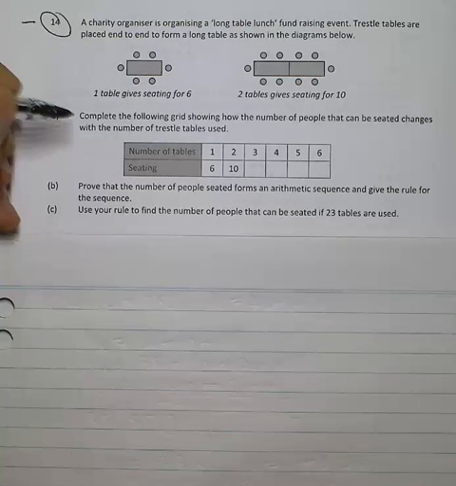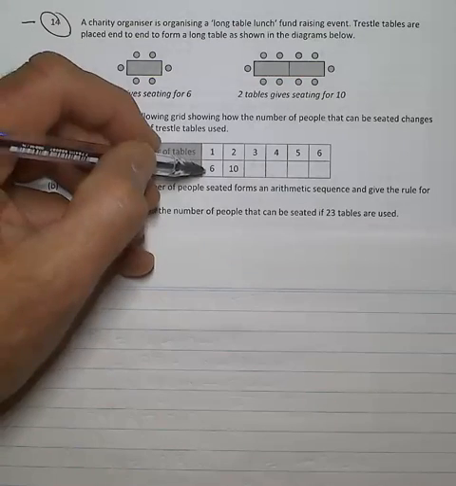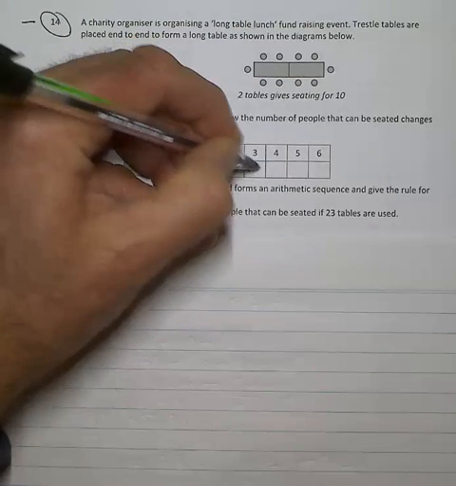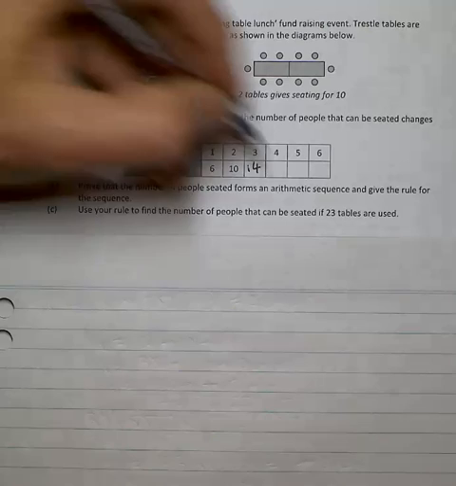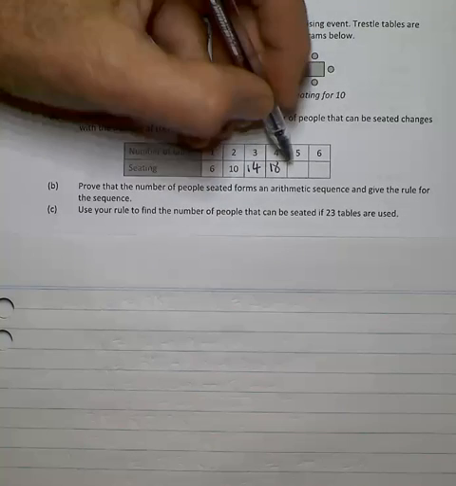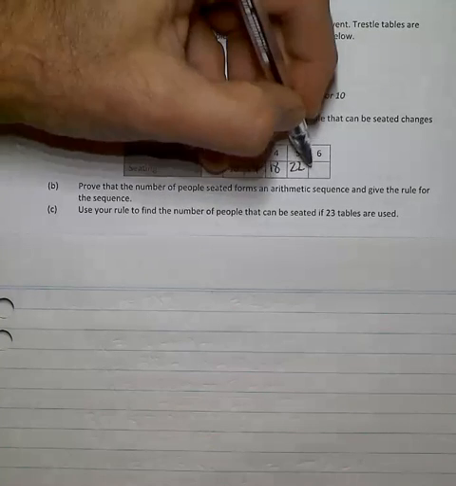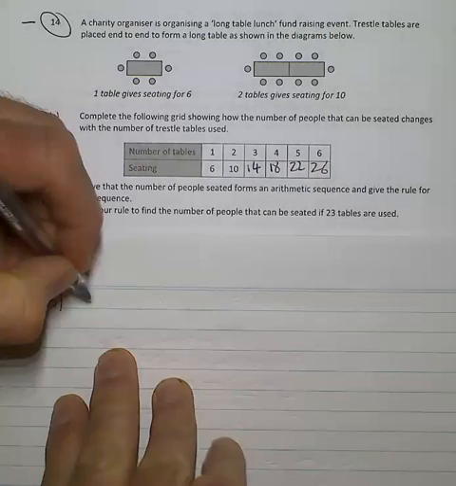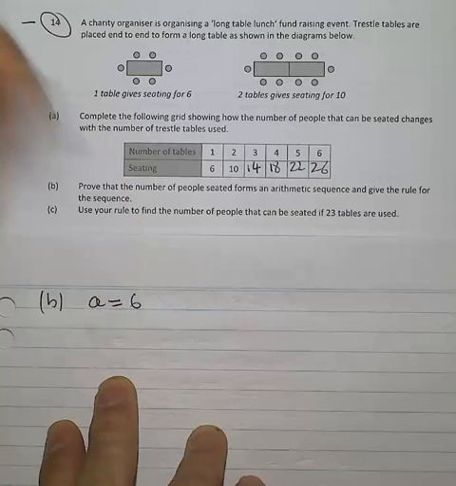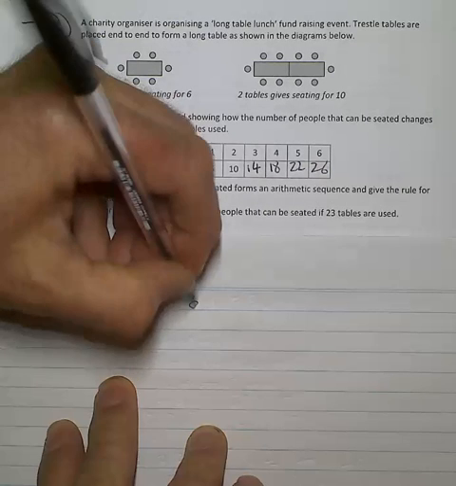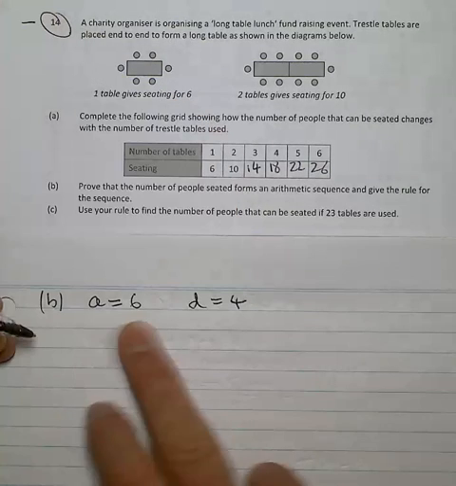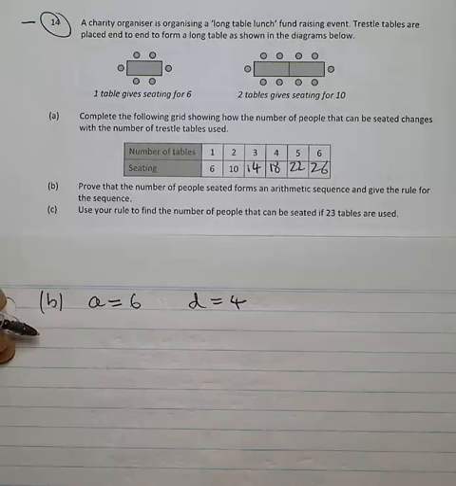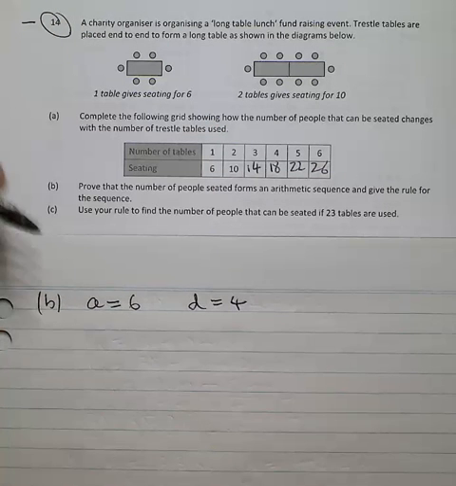So if I was to complete that grid, 6 goes to 10, which will go to 14, which will go to 18, which will go to 22, which will go to 26. Now, we can write that as an arithmetic sequence because there's a common difference, having started with a first number, a starting number of 6.